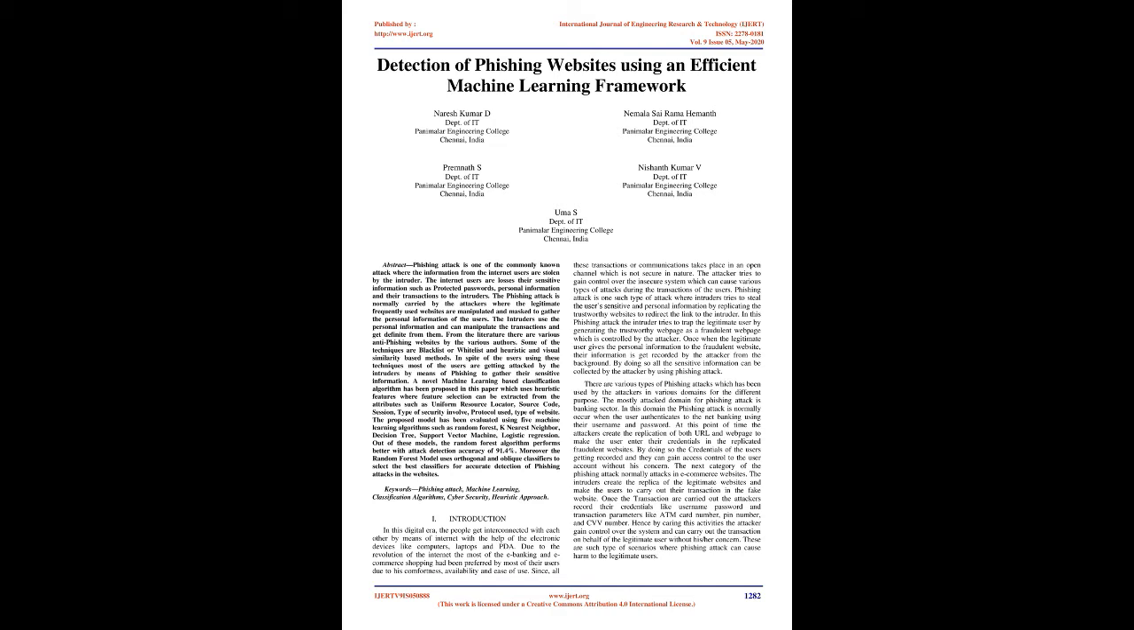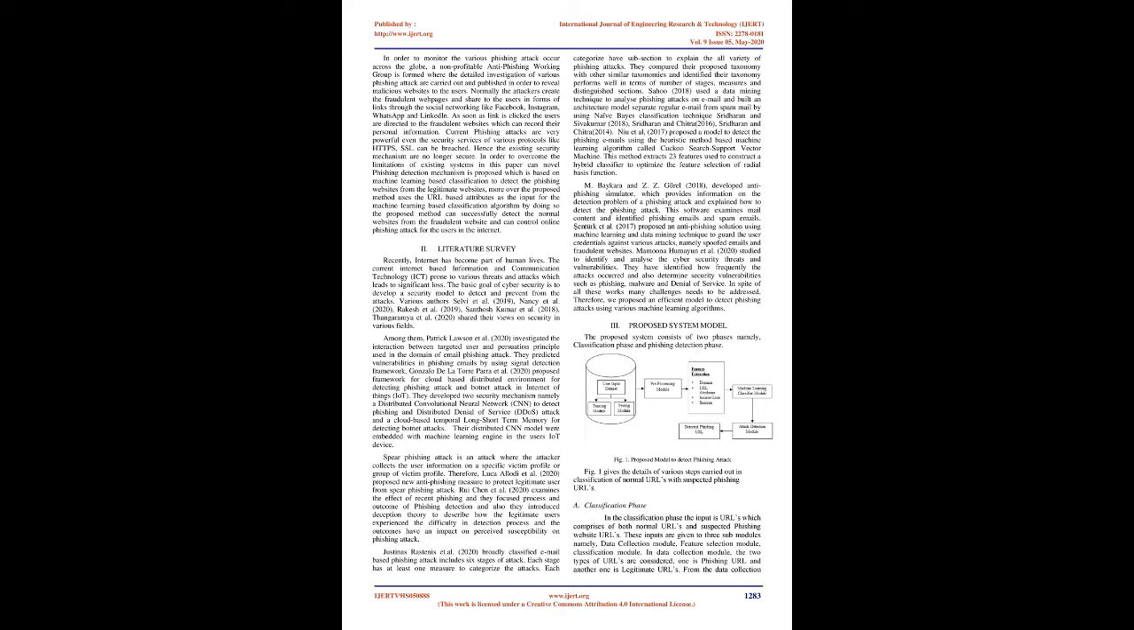By doing so, the credentials of the users get recorded and the attackers can gain access control to the user account without their consent. The next category of phishing attack normally targets e-commerce websites. The intruders create a replica of the legitimate website and make users carry out their transactions on the fake website. Once the transaction is carried out, the attackers record their credentials like username, password, and transaction parameters like ATM card number, PIN number, and CVV number.